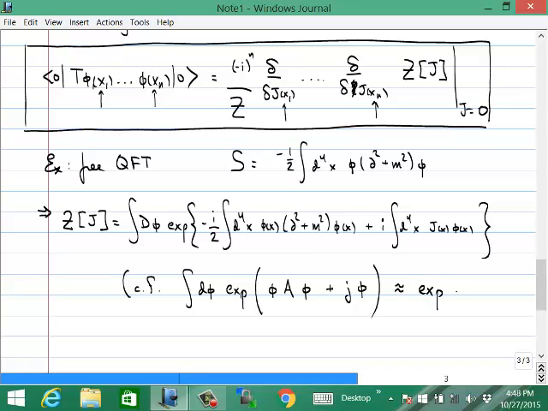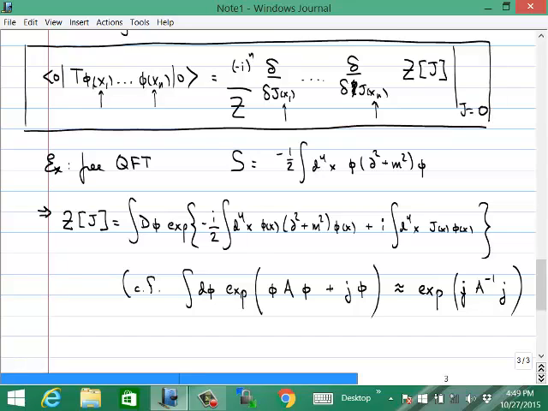But how would we do that integral? Well, one way of doing that integral would be to shift phi to complete the square. And what answer would you get? You would get something like J A inverse J. Well, J squared times A inverse, but I'm writing that as J A inverse J for reasons that'll become clear in a little bit.